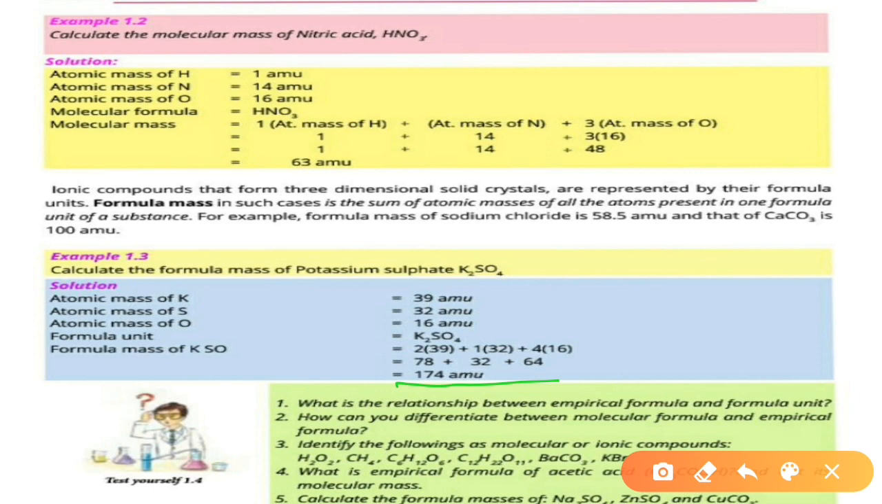What is the relationship between empirical formula and formula unit? Second, how can you differentiate between molecular formula and empirical formula? Identify the following as molecular or ionic compounds. What is the empirical formula of acetic acid, and calculate its molecular mass. The last one is to calculate the formula masses of sodium sulfate, zinc sulfate, and copper carbonate. These are all ionic compounds.